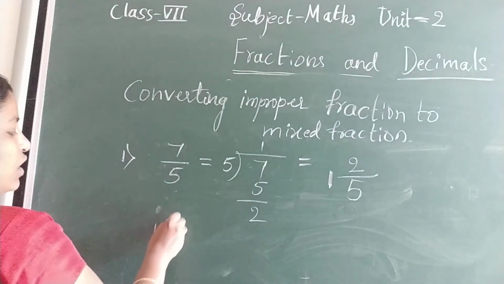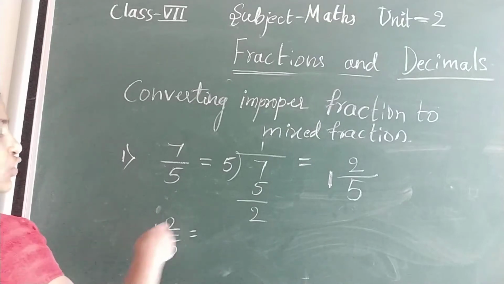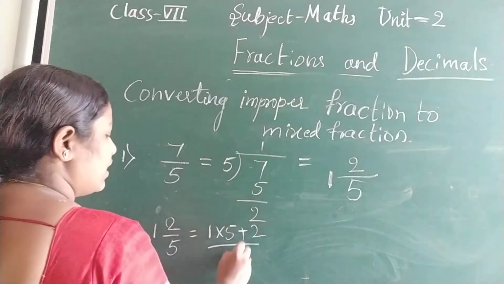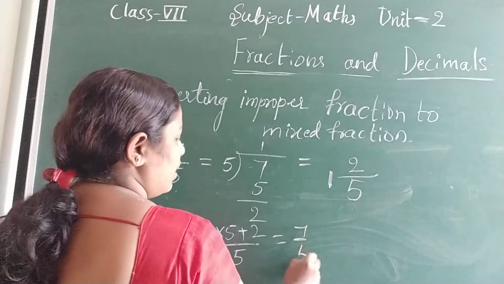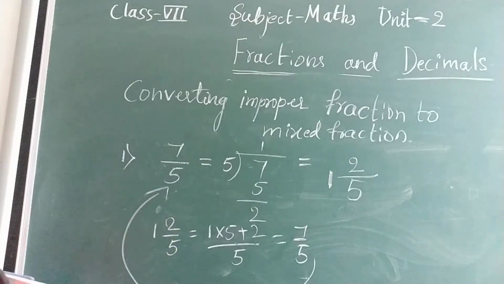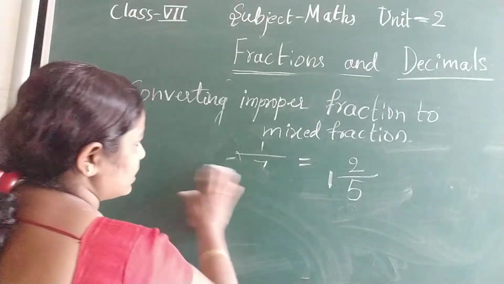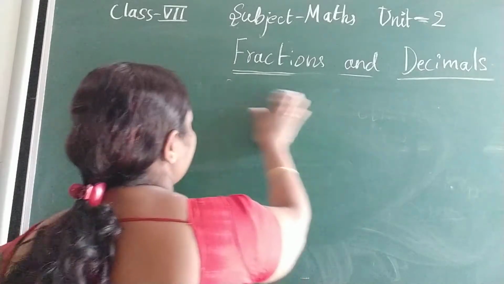How? 1 and 2 by 5. How do you convert mixed fraction to improper? 1 into 5 plus 2, divided by 5. 1 five is 5, plus 2, 7 by 5. See, the same answer. Like this, we need to convert improper to mixed fraction and mixed fraction to improper fraction.